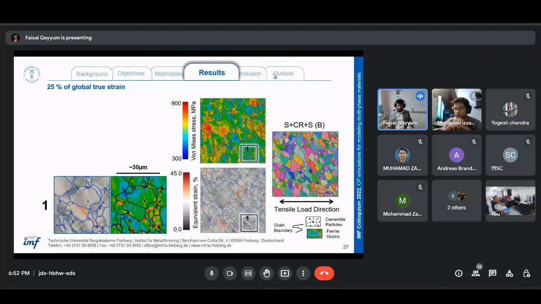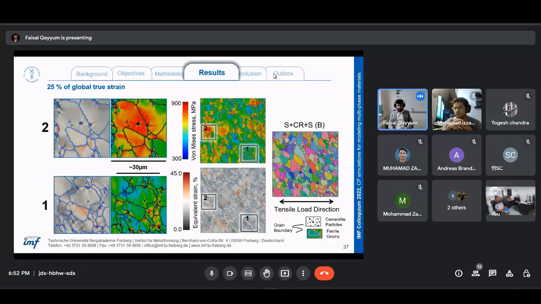And we look at two areas where we have cementite particles distributed along different grains. We see that when the grains are relatively aligned in the loading direction, the stresses are lower and the strains are relatively higher. On the other hand, when there are several other grains with almost similar grain sizes, but these grains are not oriented in preferable directions, that is where the Schmid law, which we discussed earlier, kicks in. We see significantly higher stresses and relatively lower strains, and there is stress concentration around the cementite particles in particular.